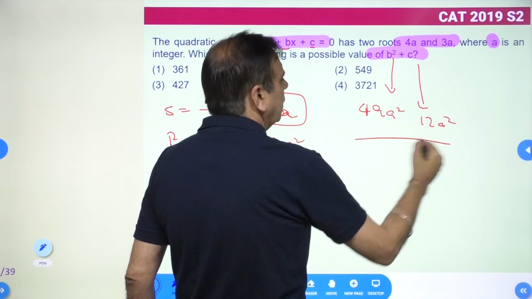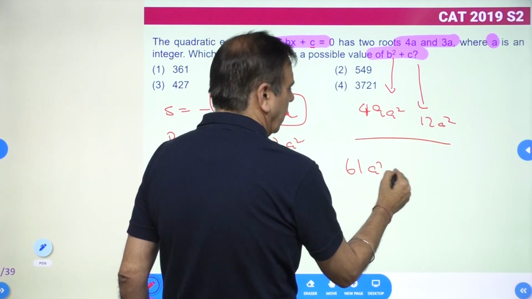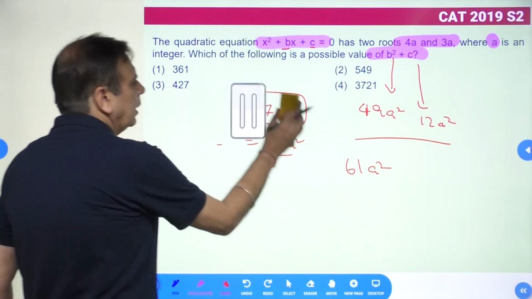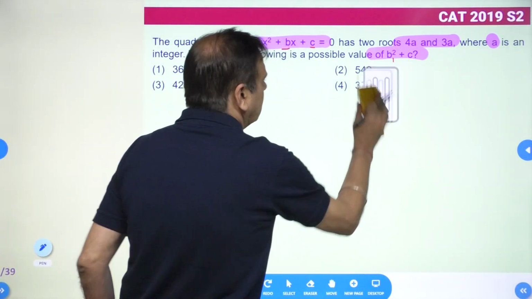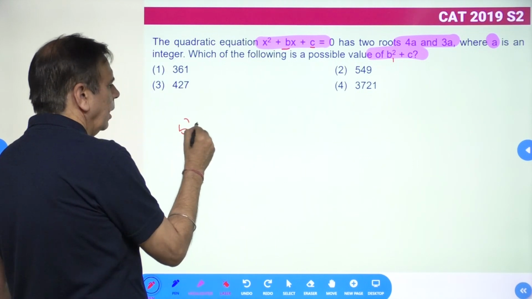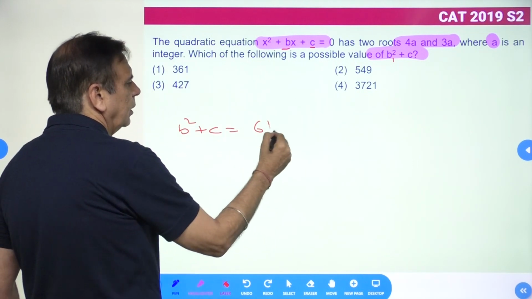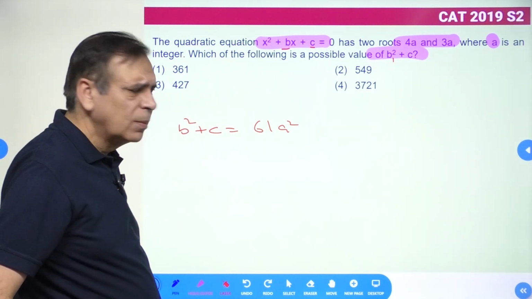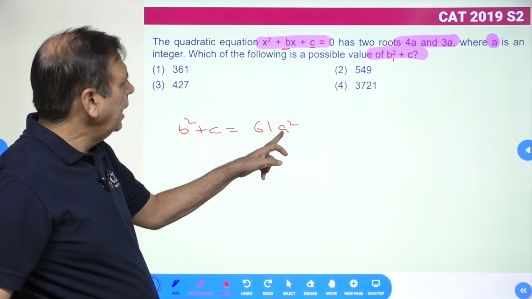So what is the sum of these two? 61a square. So b square plus c will be equal to 61a square. Let me just write them. So b square plus c should be equal to 61a square. Check kar lo choices.